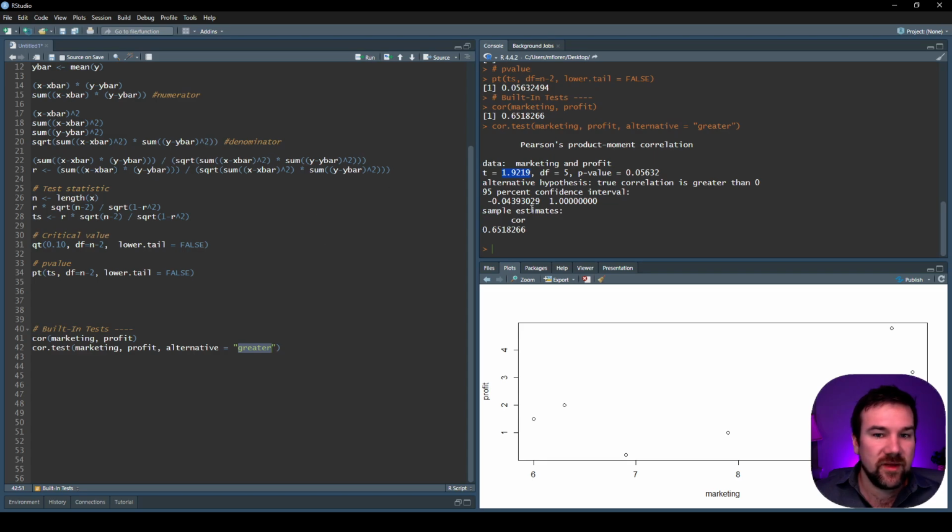The test statistic matches what I calculated earlier, 1.9219. Thank goodness. The degrees of freedom is the same. The p-value also looks the same. Thank goodness. So everything looks like it's functioning well here.